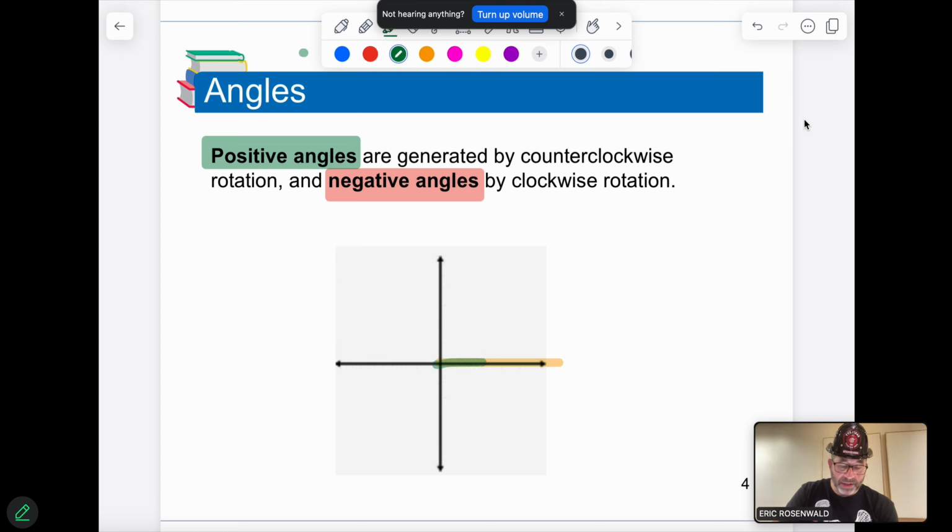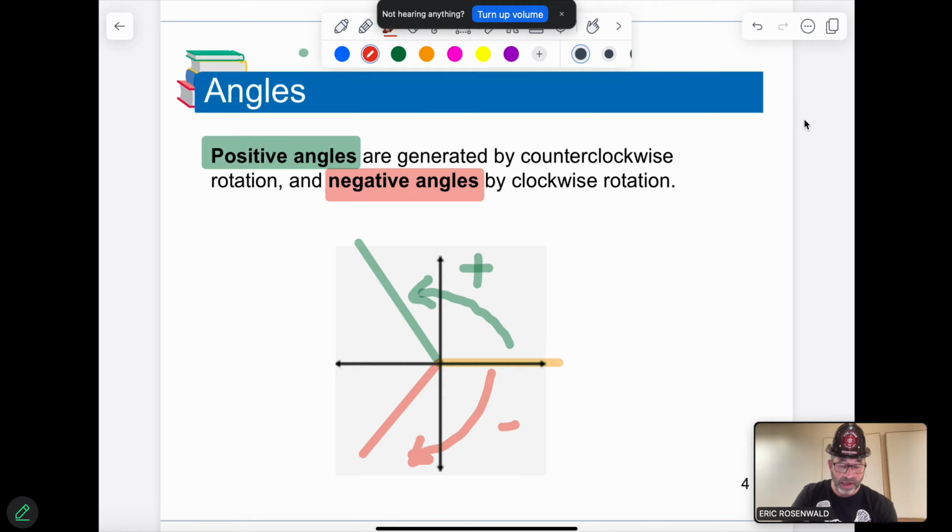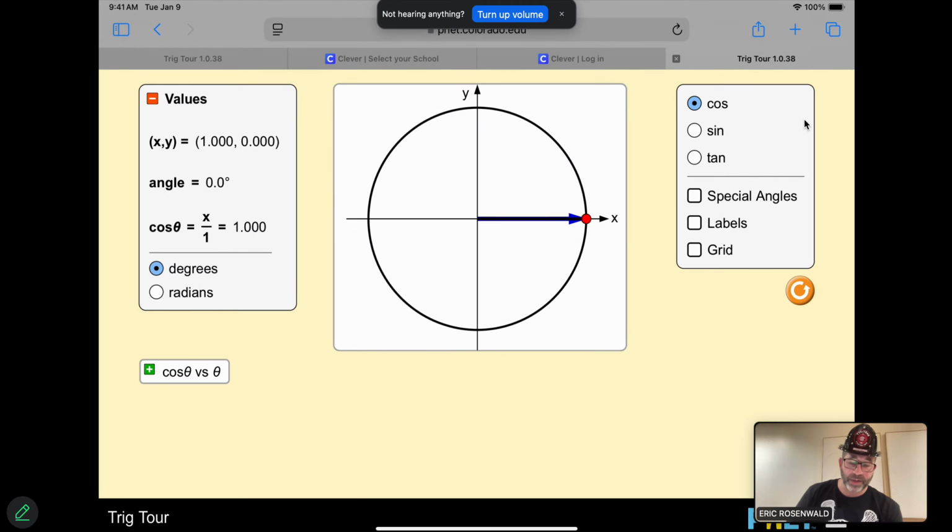Now, to make a positive angle, I'm going to take this and move around, and by moving in this counterclockwise direction, that's going to generate a positive angle for us. Versus if I started in this initial position right here and I start moving the opposite direction, which is clockwise, me moving in this direction is moving in what we call a negative angle. Okay? So to see that in action, I've got this right here.